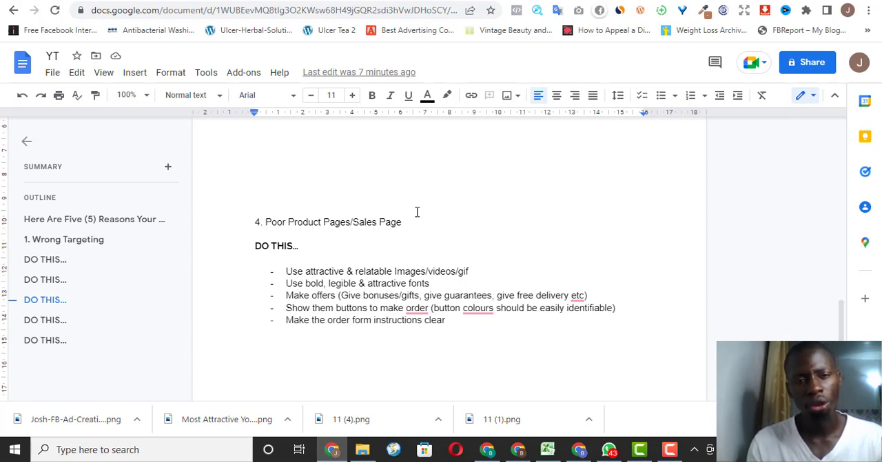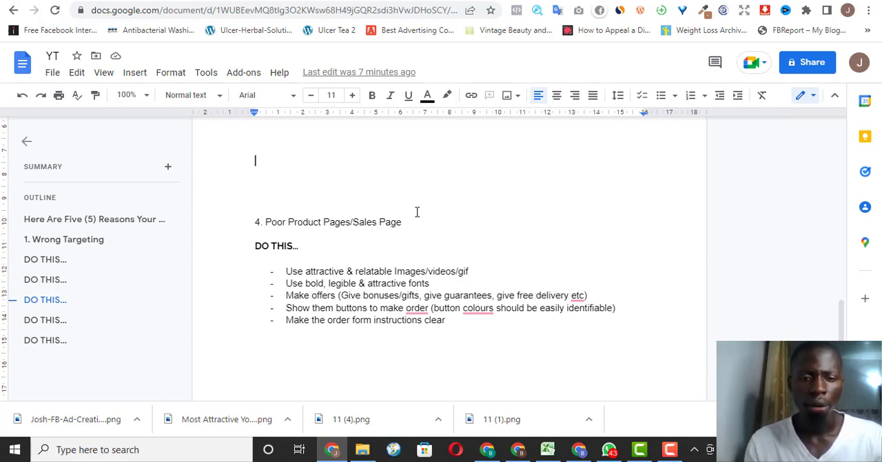All right, so show them buttons and make sure the button colors are easily identifiable. So if you're using fonts, maybe let's say a black and white font, and you want to add buttons, make sure your buttons are in colors like red, like green, like blue. And when you're using these types of button colors, make sure your font on the page is black and white so that the buttons can easily be seen and identified by your target audience.